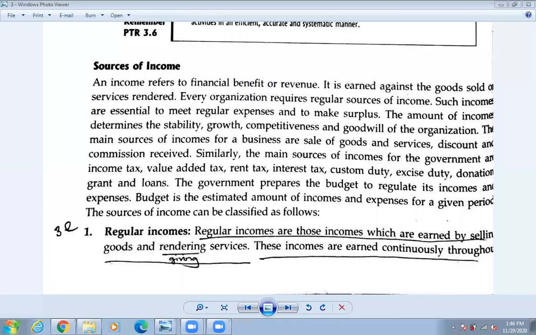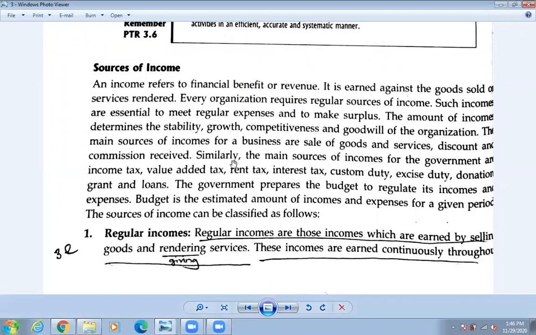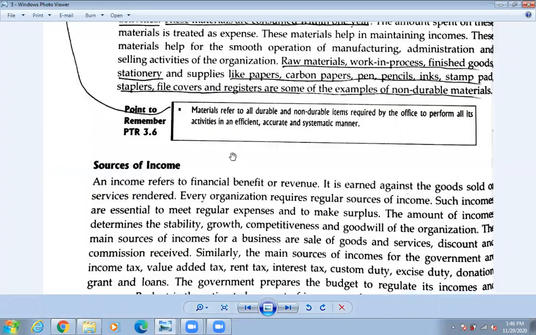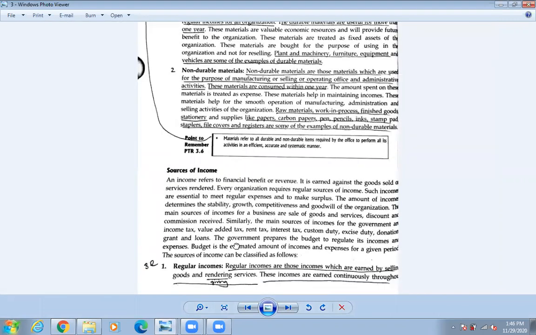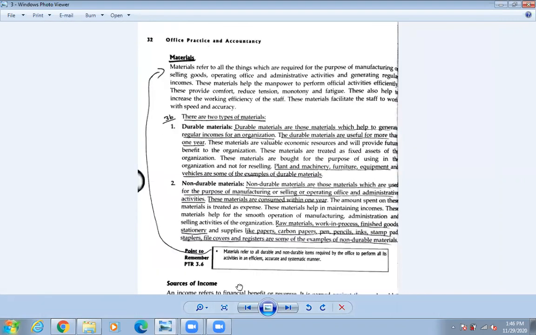Class. Okay. So the first one is the sources of income we are going to learn today. Last time I think we have done the topic called materials. It is on page number 32. Please turn to page number 32 so that it will be easy for you, and you could underline the things from your book. Okay. So durable material, non-durable material.